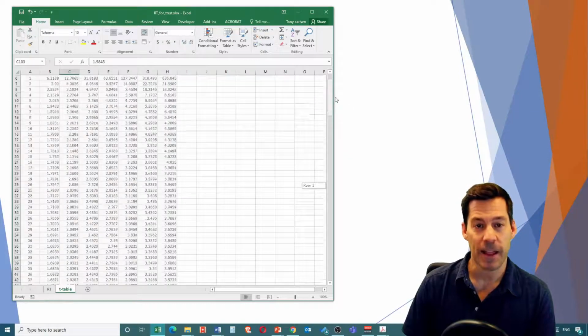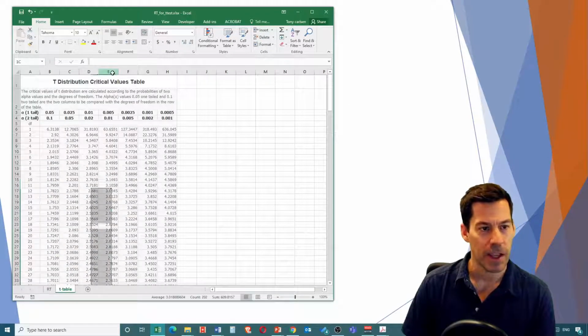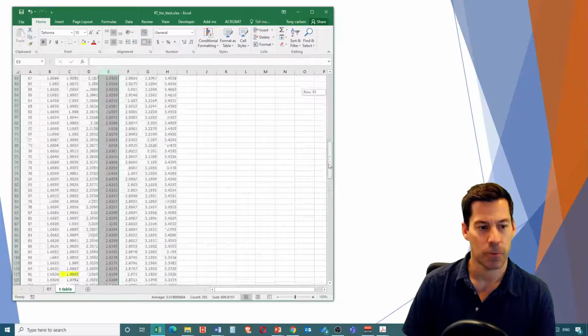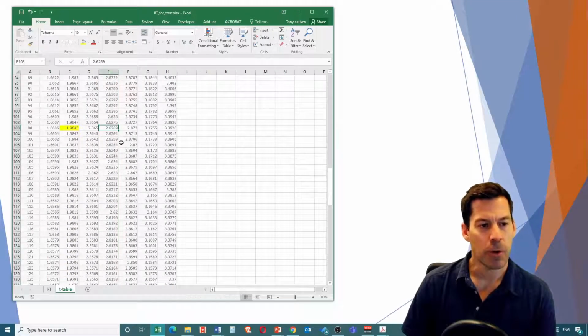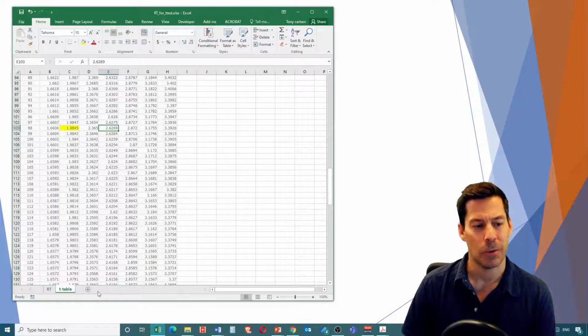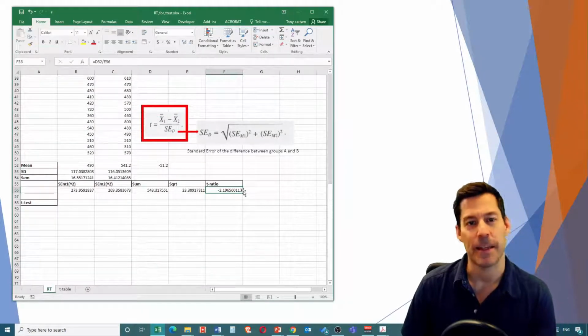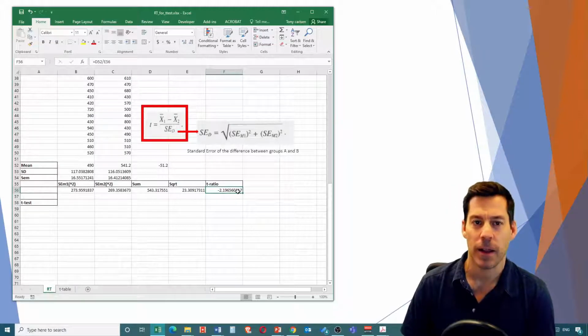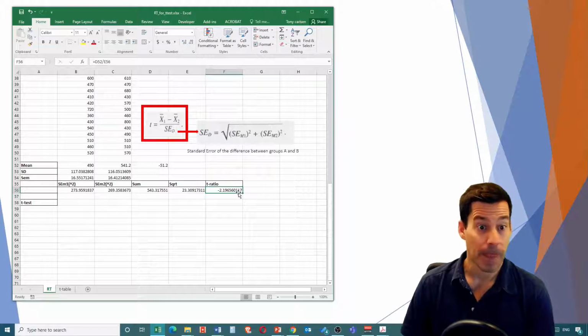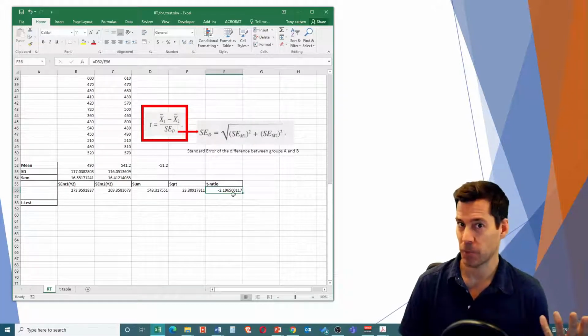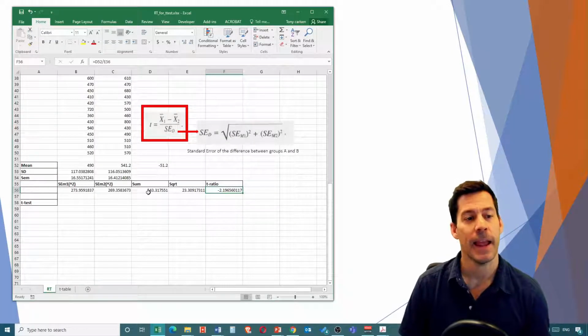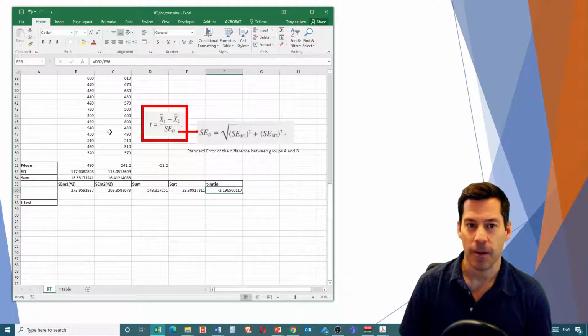Are we significant at the 0.01 level? Well, let's look in column E. If I scroll down, my critical value is 2.62. Look at my value, 2.19. It doesn't meet that threshold. Therefore, it's not significant at the 0.01 level, but it is at 0.05. So we can say this difference is significant, p is less than 0.05.